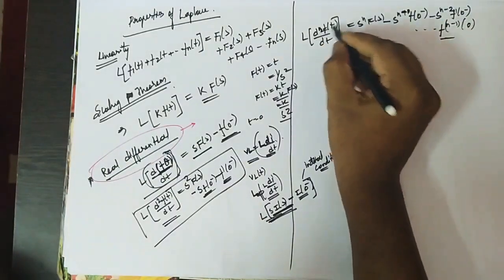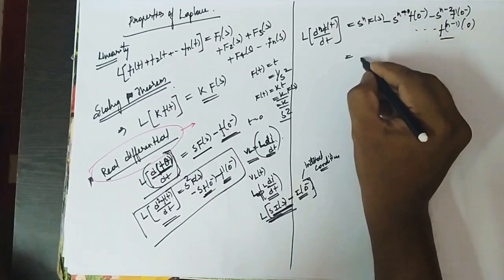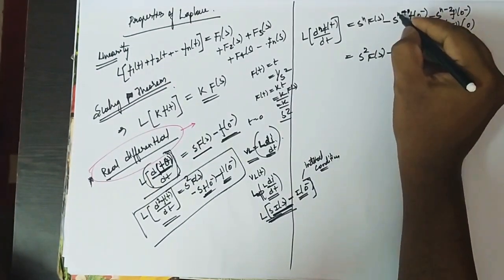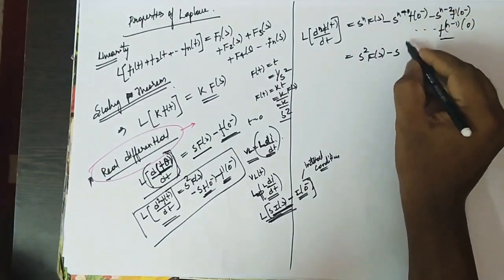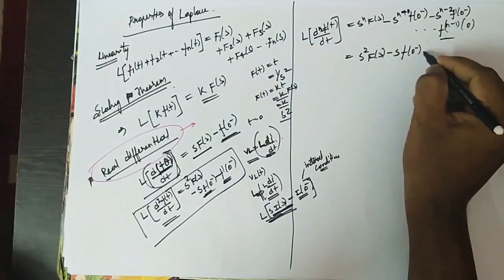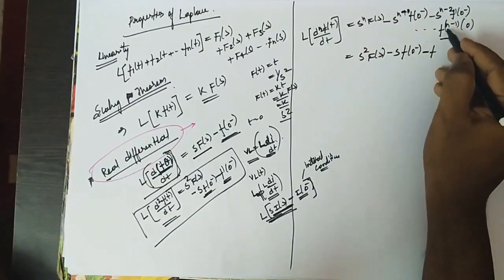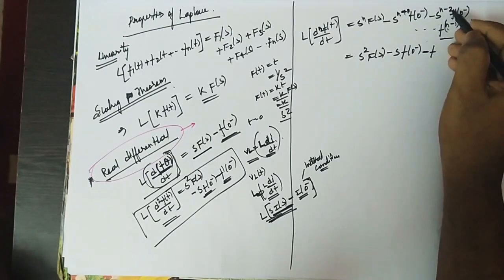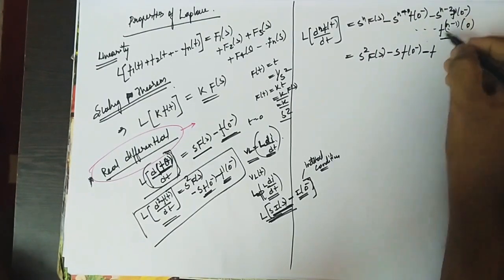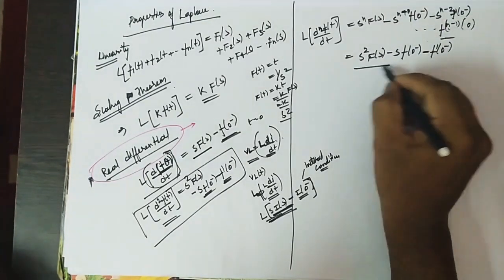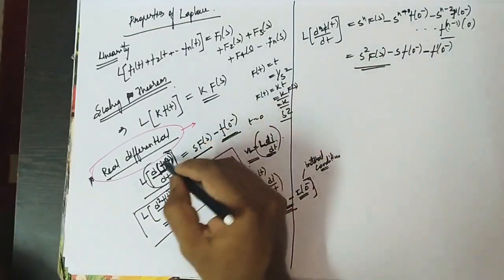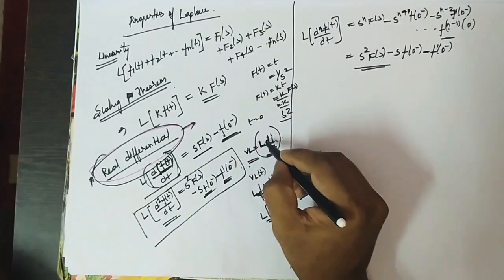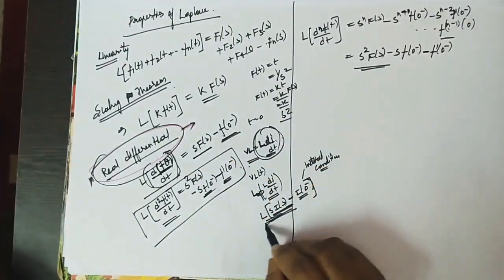So if the order is 2, this formula becomes s squared F of s minus s f of 0 minus f dash of 0. So you get this equation. In Laplace transform we use the real differential theorem, which means you convert this equation to this equation.